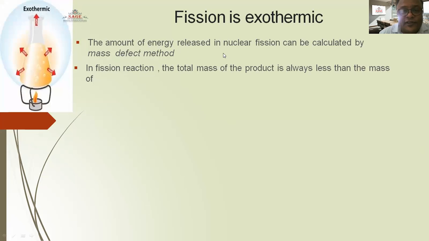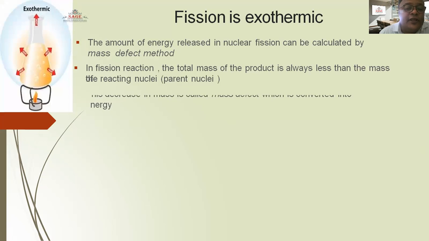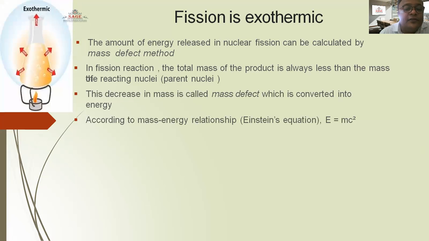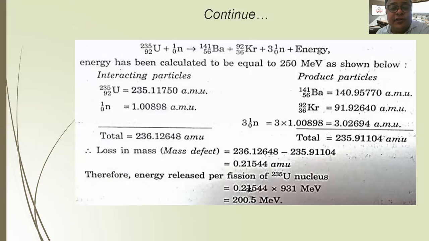The amount of energy released in nuclear fission can be calculated by the mass defect method. In the fission reaction, the total mass of the products is always less than the mass of the reacting parent nuclei. This decrease in mass is called the mass defect, which is converted into energy according to the mass-energy relationship, Einstein's equation E = mc squared. Thus, for nuclear fission of the two types, the energy has been calculated to be equal to 250 mega electron volts, as shown below.